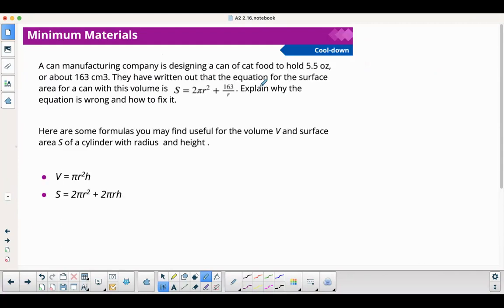All right, last thing here, a cool down. A can manufacturing company is designing a can of cat food to hold 5.5 ounces, or about 163, that should say cubic centimeters. That should be up in an exponent. They've written out the equation for surface area of a can of volume S. Explain why the equation is wrong and how to fix it. All right, so go ahead, pause the video and take a look at that.